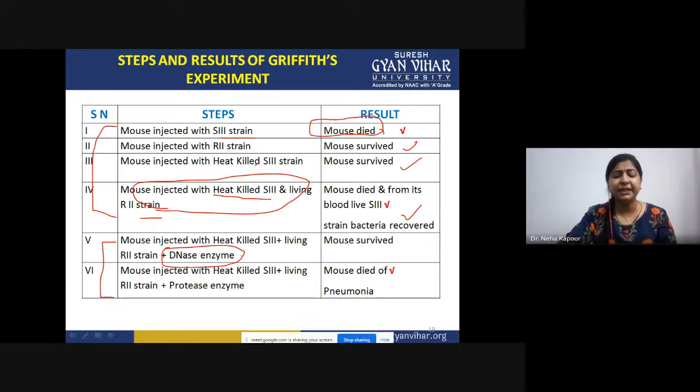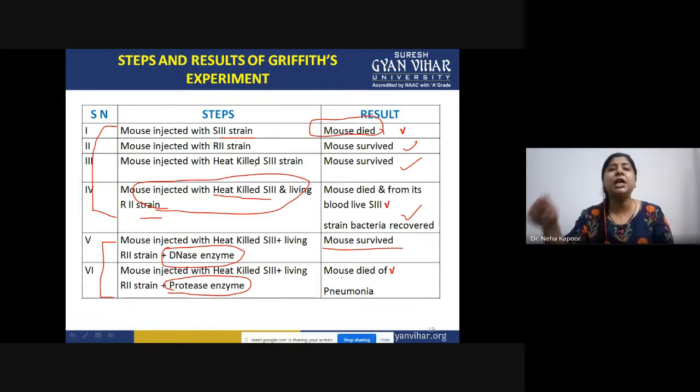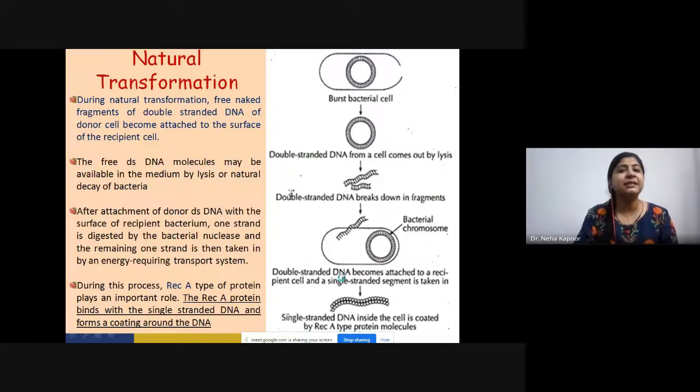If we add the DNase enzyme, the DNA is degraded. Because of that, the mouse survived. However, when you injected protease enzyme along with it, the mouse died of pneumonia. From there, he got the info that the genetic material is DNA, and the DNA is being transferred from one bacteria to another. Because of that, the mouse is dying.